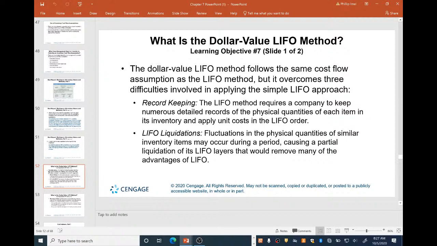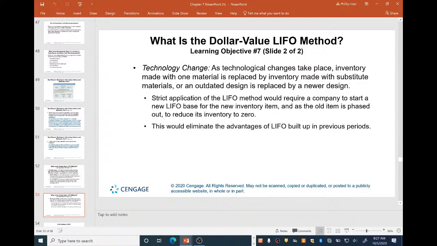So we saw that from the order, how we could see each layer with each year. So that's the record keeping. The LIFO liquidations. Fluctuations in the physical quantities of similar inventory items may occur during a period, causing a partial liquidation of its LIFO layer that would remove many of the advantages of LIFO. So we can see here that we saw when we removed the layers moving up.